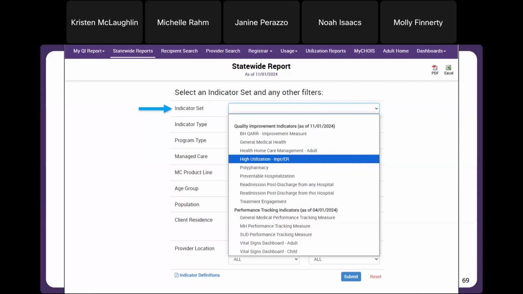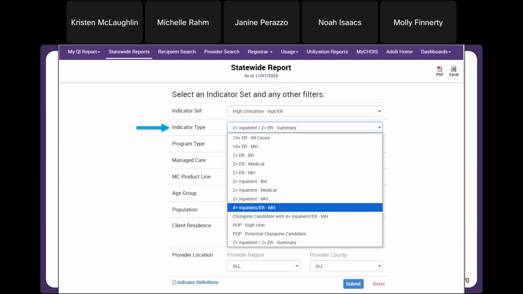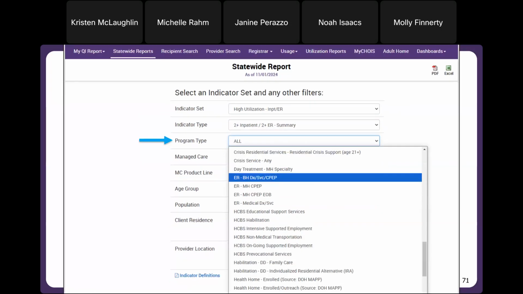All right, statewide reports. This is your ability to indicate here in the indicator set what you're interested in looking for. So here's an example that we're going to do, the 4 more inpatient ER mental health flag. Maybe that's what I'm interested in seeing on that statewide level. But I also want to make sure that I have a fair comparison, right?